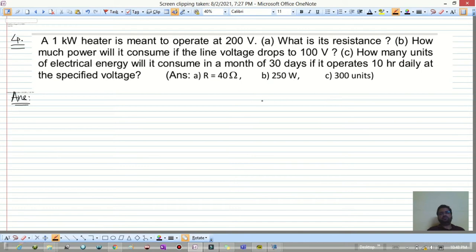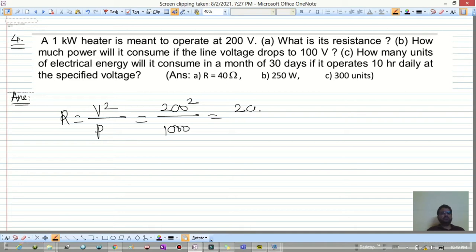So next question, this is question number 4. A 1 kilowatt heater is meant to operate at 200 volt. What is its resistance? Whenever rated voltage and rated power are given, you can calculate the resistance by using rated voltage squared divided by the power. So what is the rated voltage? 200 squared over power 1000, which is equal to 200 into 200 divided by 1000. So this one and this one get cancelled. We'll get 40 ohm of resistance. So this is the first answer we have.